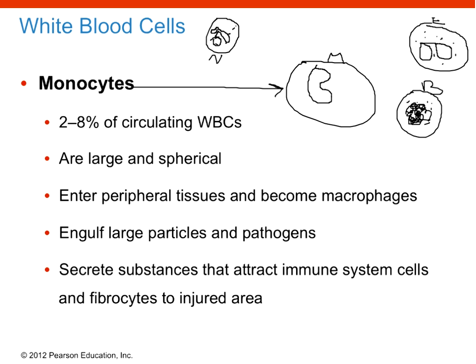Large, spherical. If a monocyte gets out of circulation, we call it a macrophage. It engulfs large particles and pathogens, including red blood cells that have lysed or burst or are getting ready to die. And they will secrete substances in much the same way that neutrophils do to attract other immune cells to an area, and even to attract fibrocytes to an area to repair that injury.